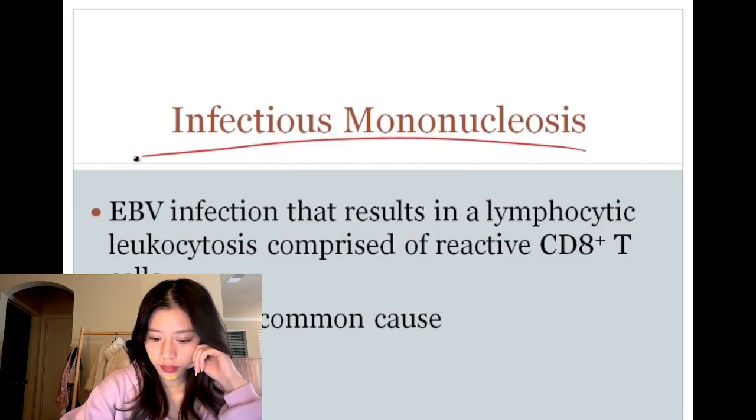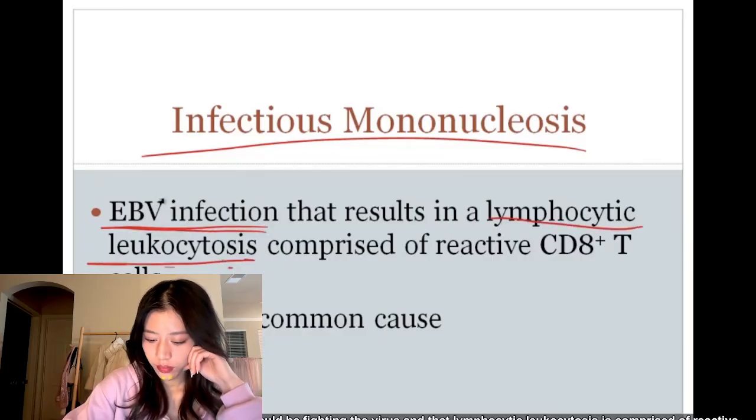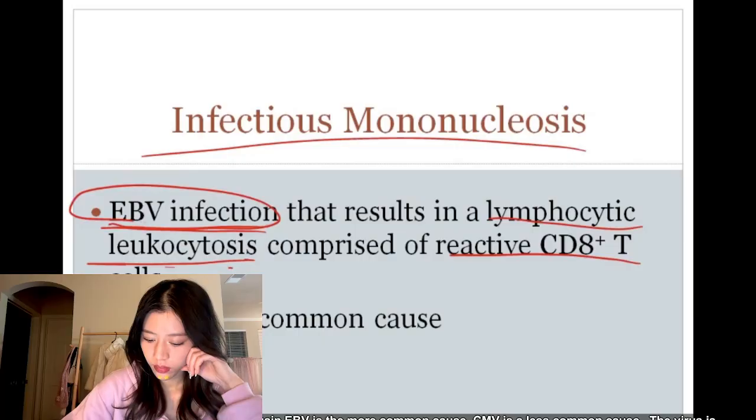Infectious mononucleosis is an EBV infection, most commonly, that results in a lymphocytic leukocytosis because we're dealing with a virus, so the lymphocytic leukocytosis would be fighting the virus, and that lymphocytic leukocytosis is comprised of reactive CD8 positive T cells. That makes sense. Again, EBV is the more common cause, CMV is a less common cause.